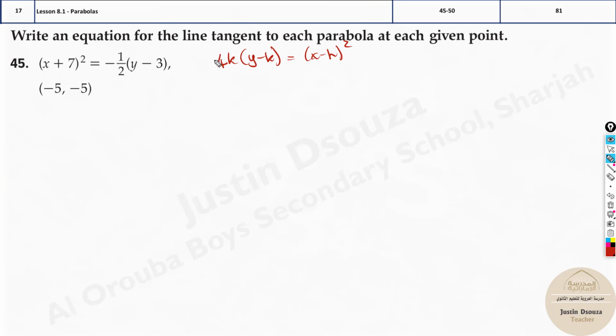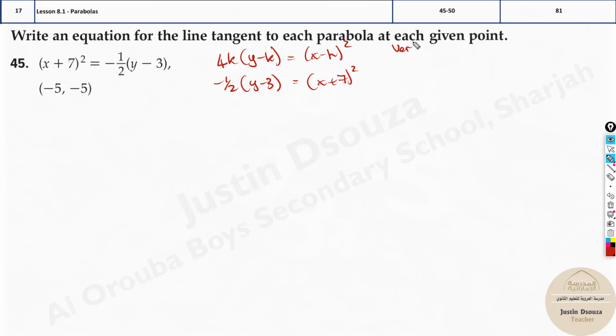See, I always write 4k first, and the power always to the right side. You can follow this, or you can stick to this itself. But here it's already in the standard form, so you don't have any problem. See, 4k is minus half. Y minus 3 equals x plus 7 the whole square.